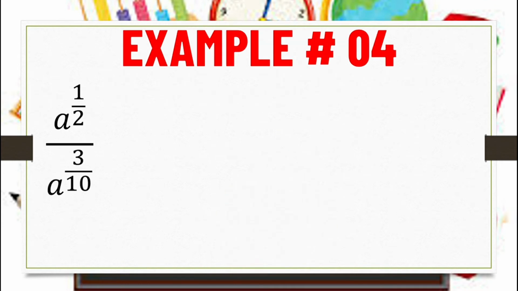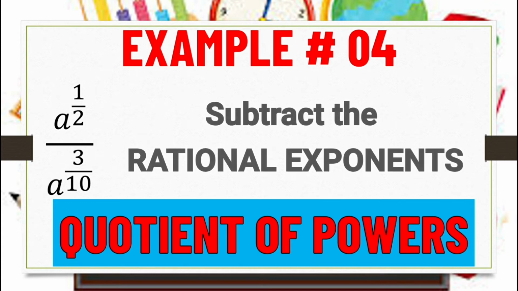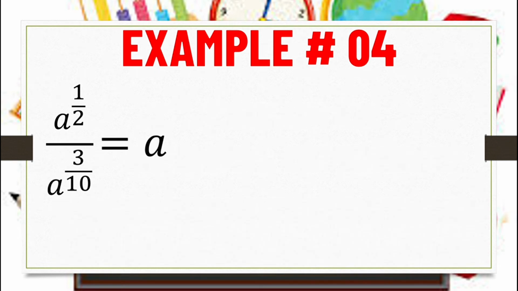Simplify a raised to 1/2 all over a raised to 3/10. This expression can be simplified using the law of exponents, which is the quotient of powers. In this rule, all we need to do is simply subtract our exponents. This leads us to a raised to 1/2 minus 3/10. And these rational exponents can be simplified by applying the rule in subtracting fractions.